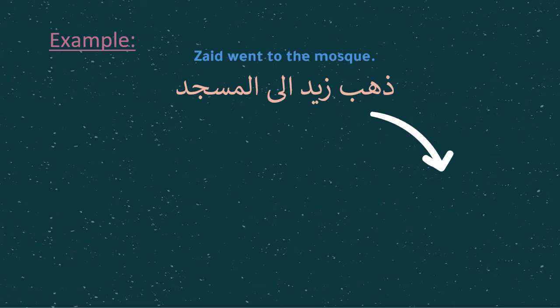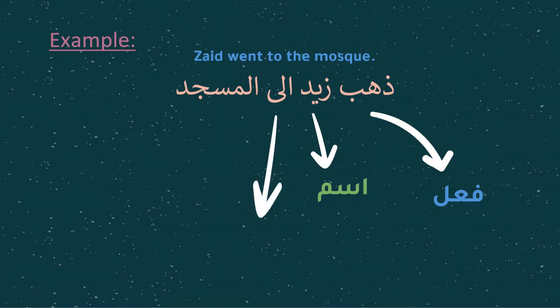So the first word, dhahaba, is a fi'l, a verb. Dhahaba is a past tense verb. Then Zaid is a noun, ism. Then we have ila, it is a particle, harf. Then lastly al-masjid, which is also a noun.